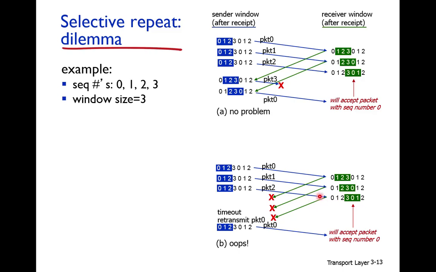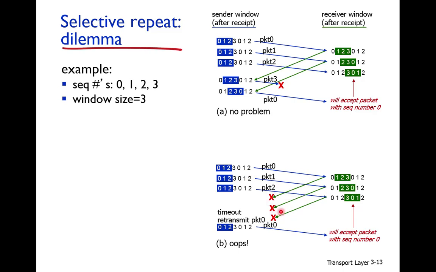Suppose the receiver receives packet number 2 correctly. So the packet with sequence number 2 is received correctly, it is in order, it will be delivered to the application, and the receiver will advance its receive base. Now it is pointing to the fourth packet with sequence number 3, the fifth packet with sequence number 0, and the sixth packet with sequence number 1. Suppose these acknowledgements are lost.